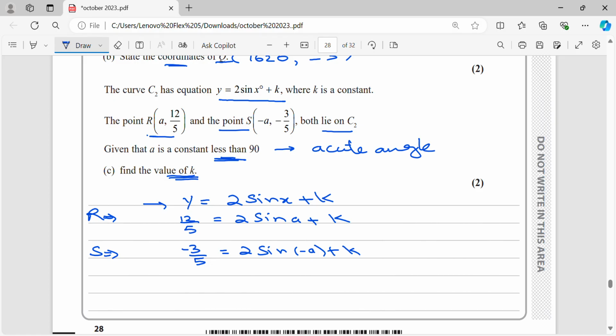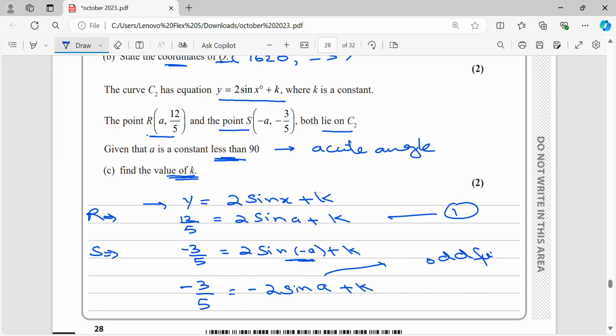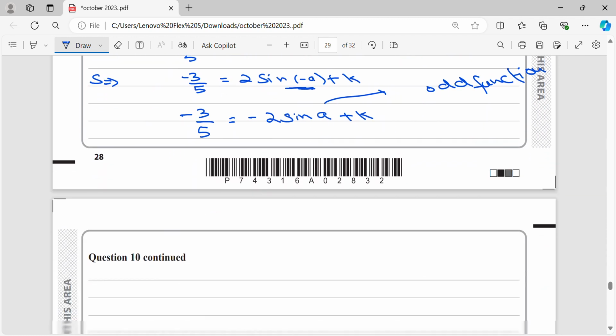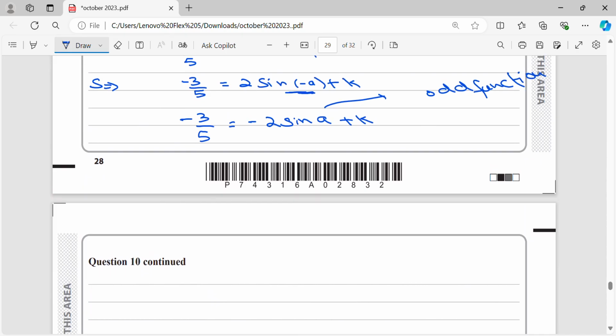For that, first let's say this is equation 1, and for equation 2, I first need to simplify it because I can see that I have here sin(-a). And sin(-a), I can write it as -2 sin a + k. Why? Because sine is an odd function, and for an odd function, the identity is sin(-x) = -sin x. This is a fundamental property of the sine function, which is an odd function.